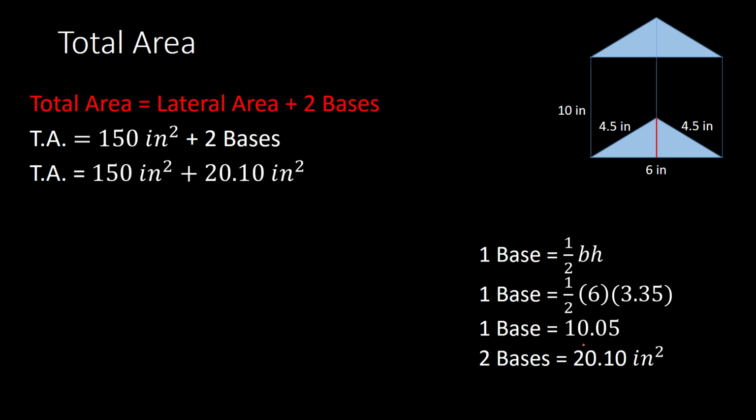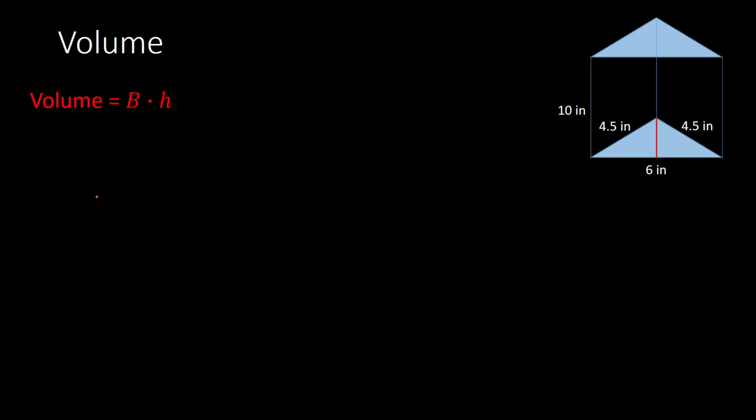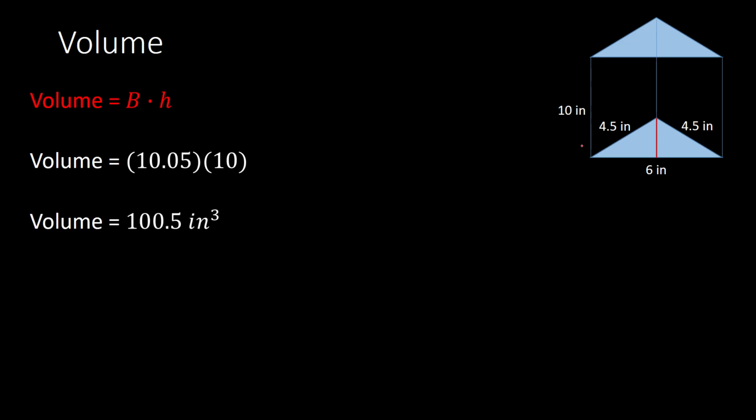Add that to the lateral area to find the total area. When I add those together, I now get 170.10 square inches. Now to find the volume, we take the area of the base times the height. The area of the base we just found to be 10.05. The height is the height of the prism, so this 10 inches is the height of the prism. Multiply those together, I get 100.5 inches cubed.